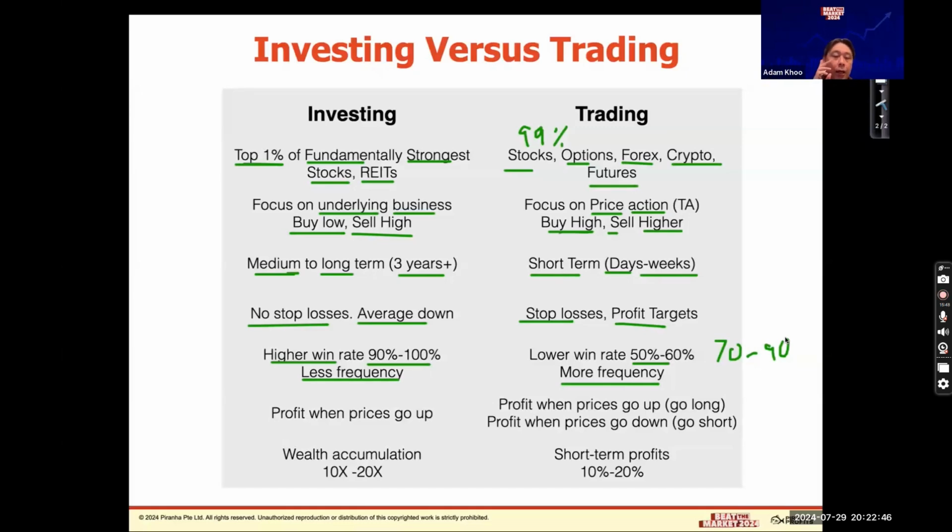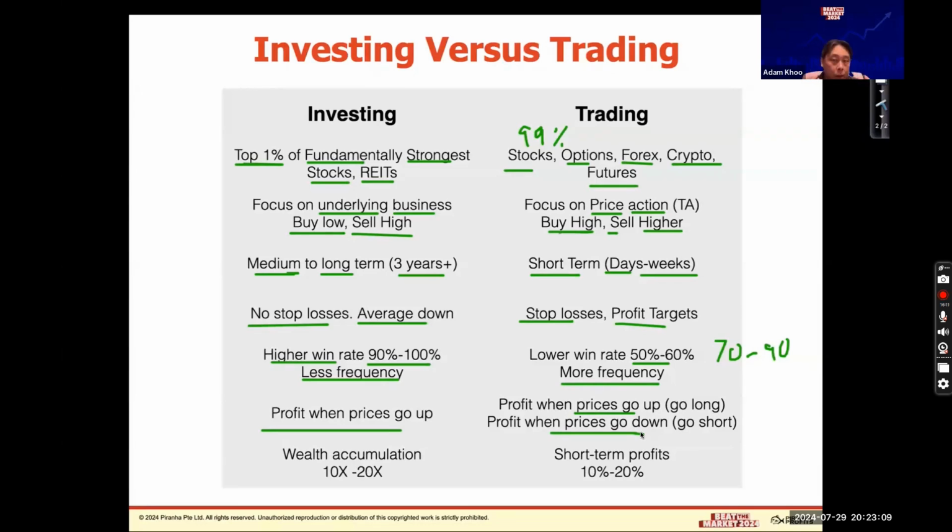Next difference. In investing, you only make money when the price goes up eventually, correct? Price goes down, obviously you don't make money. But the good thing is investing, it will always go up eventually if you buy great companies. But in trading, you can make money whether the price goes up in the short term or whether the price goes down in the short term.